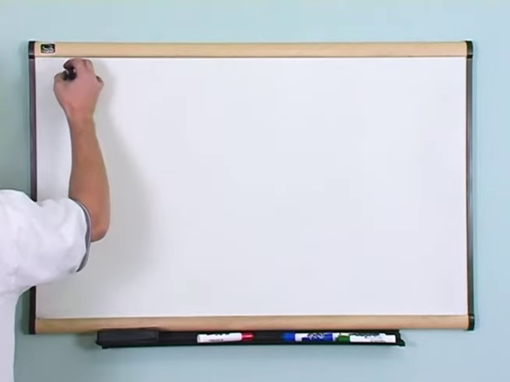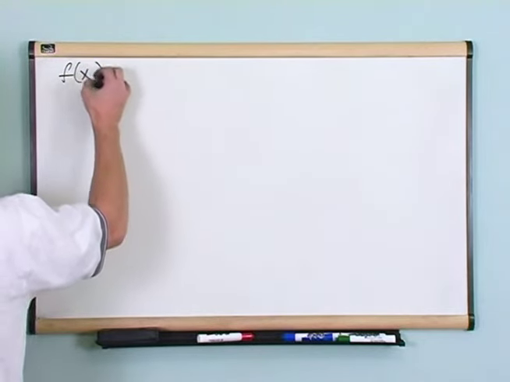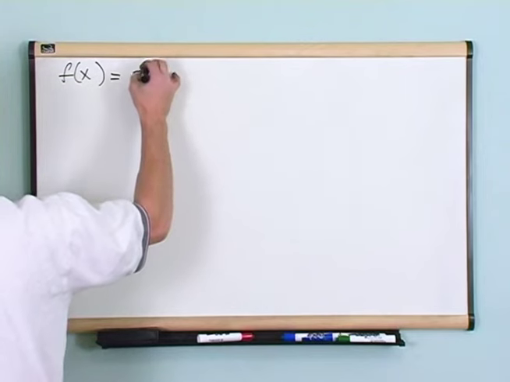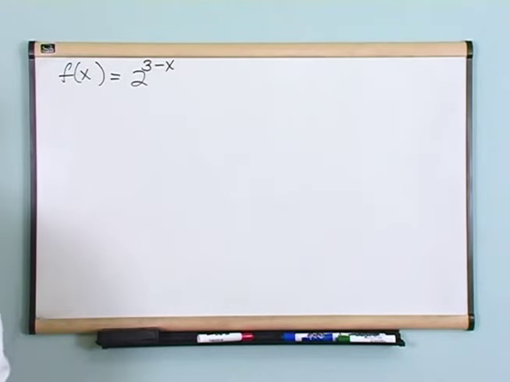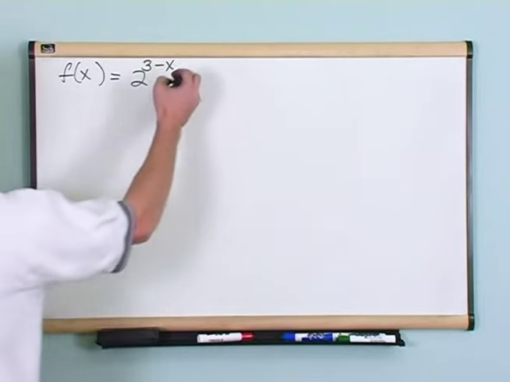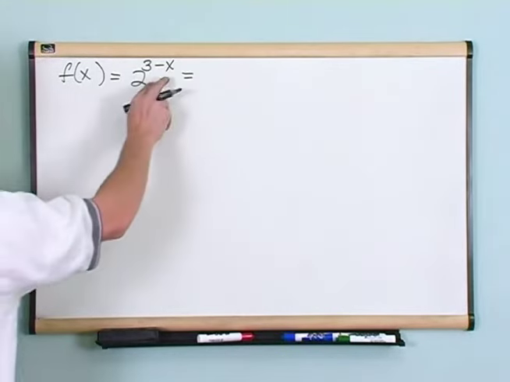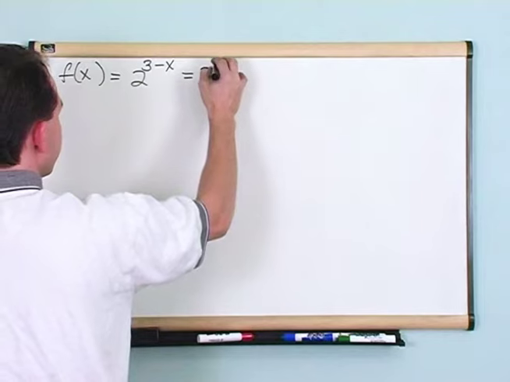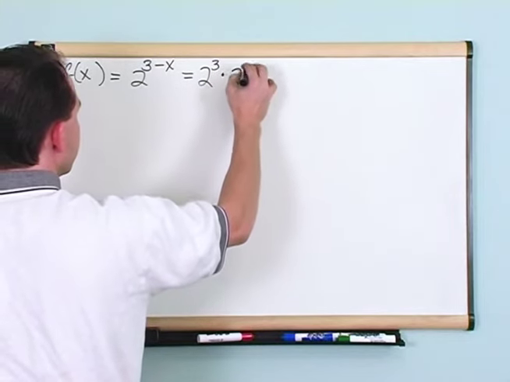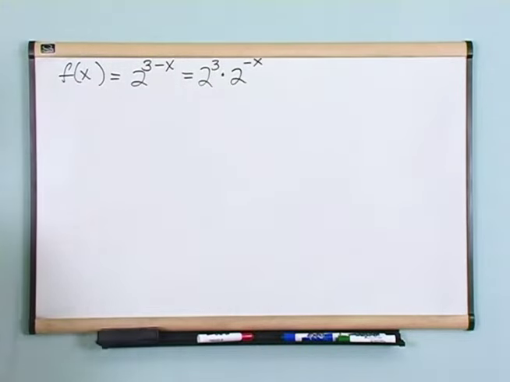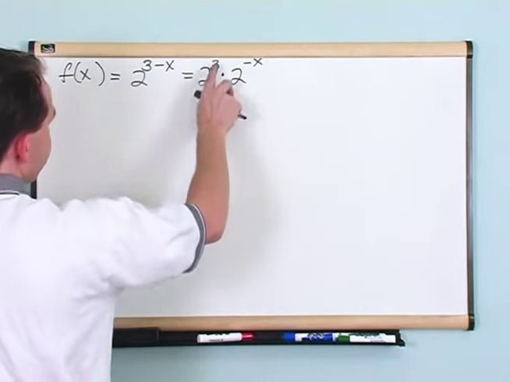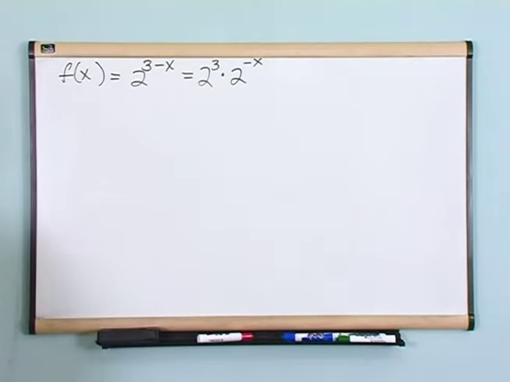What if you had f of x equals 2 to the 3 minus x, and they said graph that? Well, the first thing I would do is split this up as 2 to the third times 2 to the negative x. You can do that because it's the same base; you would be adding these exponents, and that's where you started.